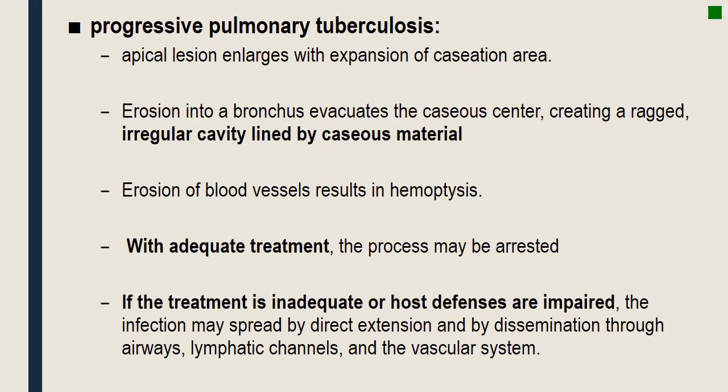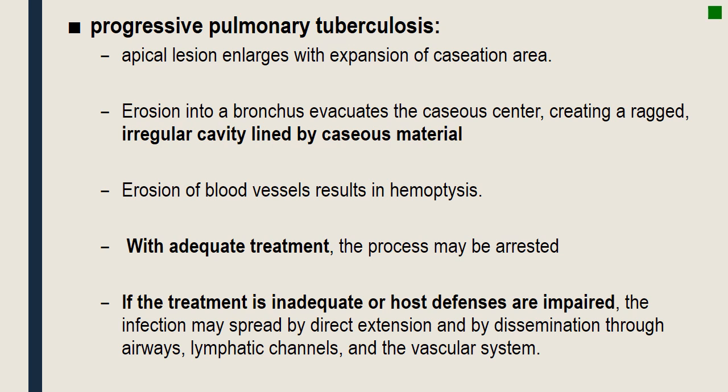In progressive pulmonary tuberculosis, the apical lesion enlarges and the area of caseation expands. Erosion into bronchus evacuates the caseous center, creating a ragged irregular cavity lined by caseous material that is poorly walled off by fibrous tissue. Erosion of blood vessels results in hemoptysis. With adequate treatment, the process may be arrested, although healing by fibrosis often results in distortion of the pulmonary architecture.